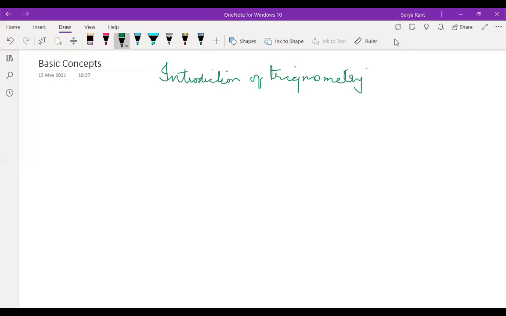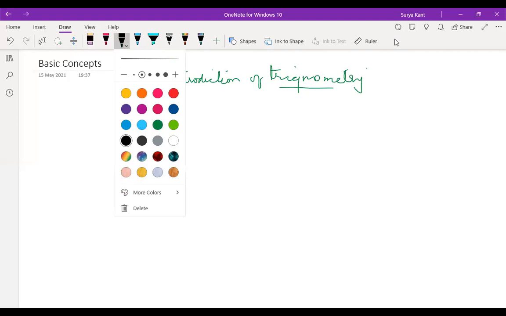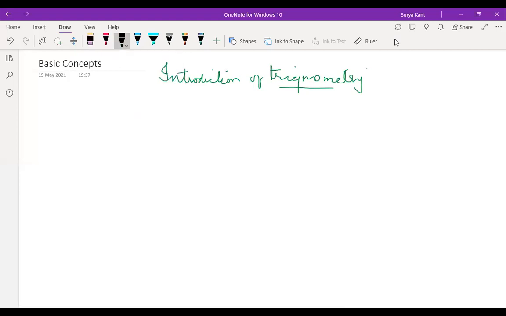See, trigonometry means, what do you mean by trigonometry, children? Tri means three, metry means measurements, right? So this trigonometry is applicable only for right angle triangle, okay? Trigonometry is applicable for right angle triangle. A, B, C. Okay.